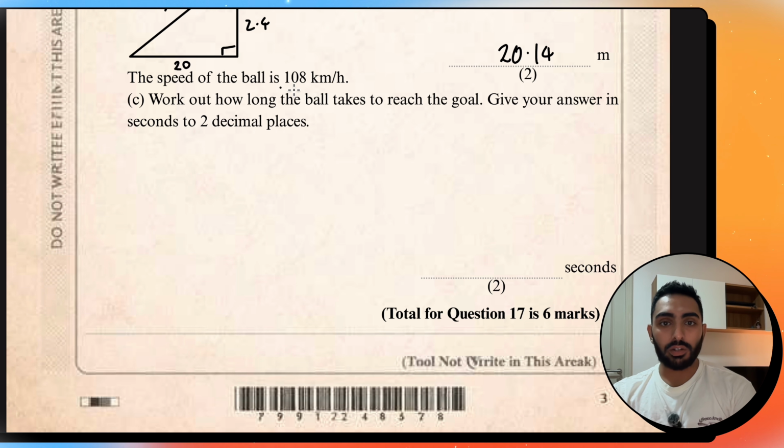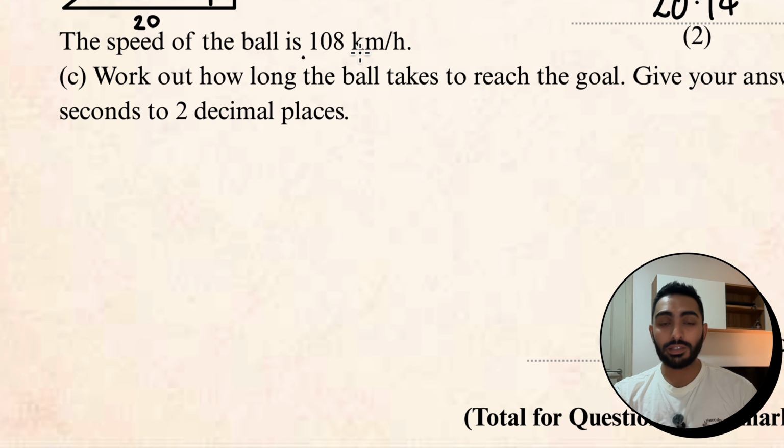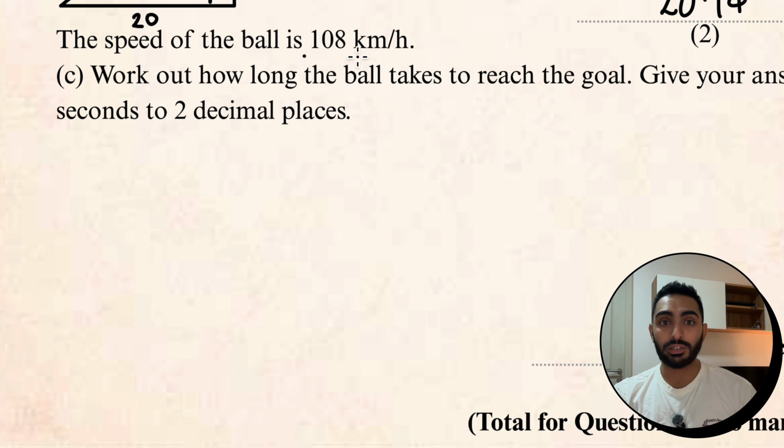The speed of the ball is 108 kilometers per hour. Work out how long the ball takes to reach the goal. Give your answer in seconds to two decimal places. You can do this in a couple of different ways. You could use the distance, speed, time formula, but the way that I think I might do this is scale this to see how far it's traveling in 1 second in meters. Because this is in kilometers per hour, to change it into meters, we need to times it by 1,000. It'd be 108,000 meters per hour.